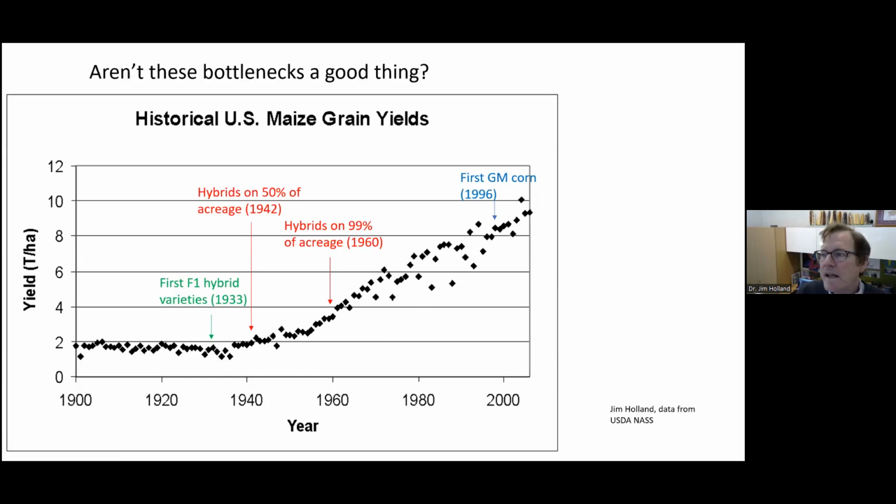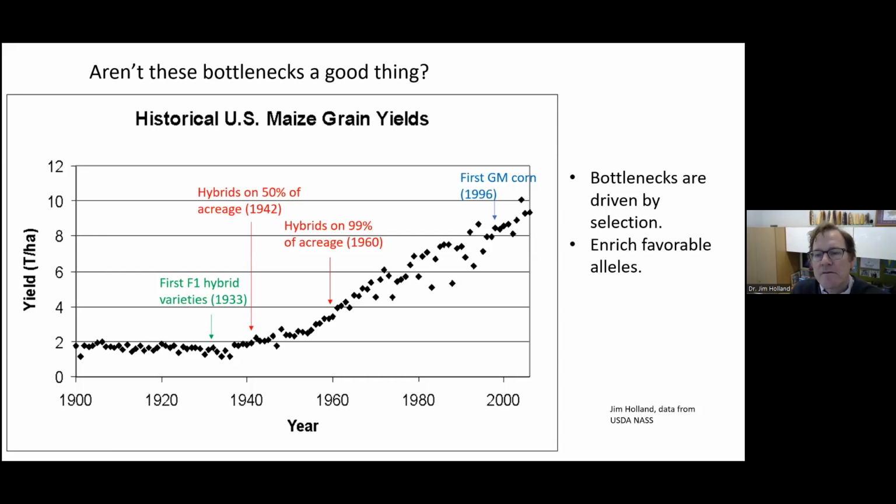So one might then just ask the question, well, so what if there's a loss of diversity? So what if there are bottlenecks? These are a good thing. In fact, this is what we do as breeders. Selection is supposed to be eliminating bad alleles and enriching favorable alleles, and that's what seems to be happening. So that should result in a loss of diversity. To some extent, this loss of diversity is actually what we want to make better crops. This is a fundamental thing that happens in breeding. So if you're a successful breeder, you're probably going to see some loss of diversity.